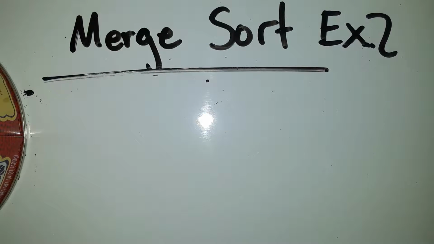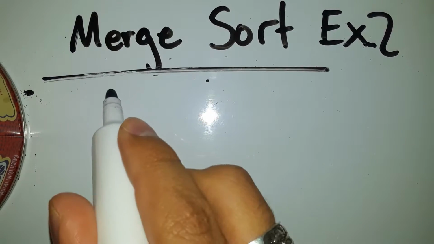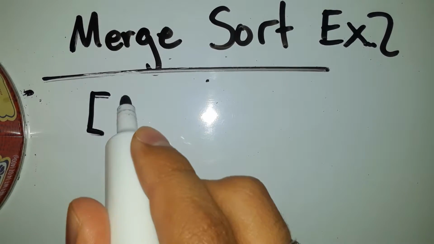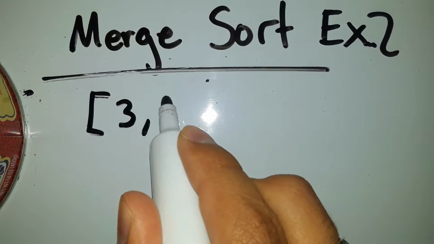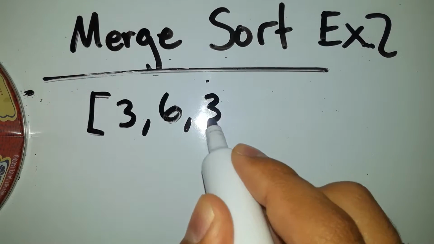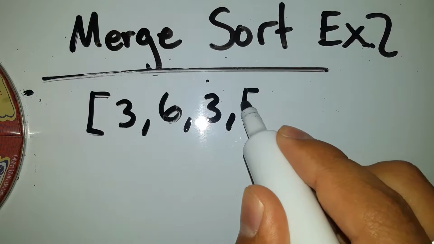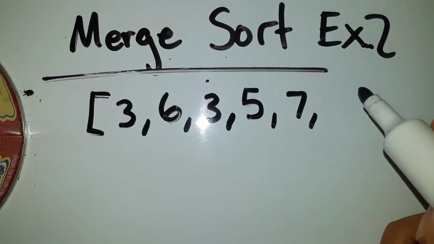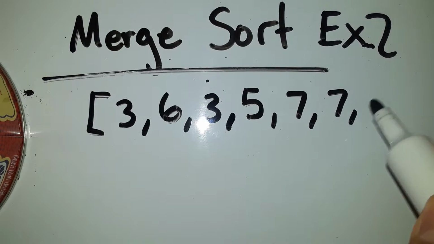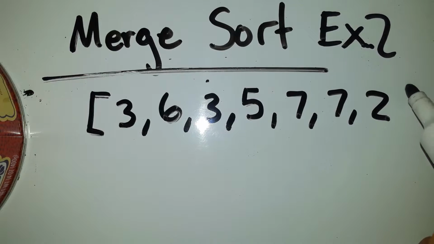Alrighty guys, and just like pretty much any other video that we've done so far, we're going to go ahead and show another example of an algorithm. So in this case we're doing merge sort, except this time we're going to look at what it looks like when dealing with duplicates. So for instance, let's say we have an array of 3, 6, 3, 5, 7, let's put another duplicate, 7, and then 2.